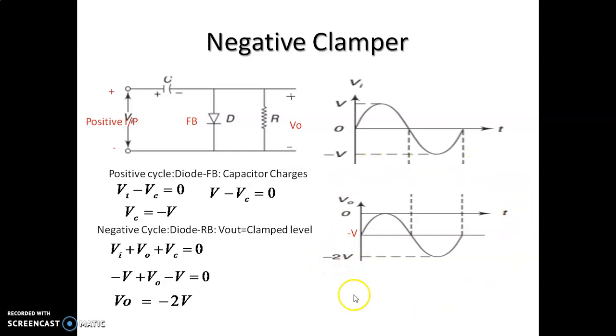So when we observe the output of this clamper, the input signal which has the reference at 0 volts has been clamped to the level of minus V volts. That's why this is called a negative clamper. Again, you have to remember one more point, that only the reference level has been clamped here, whereas the total swing of the input and the total swing of the output remain the same.